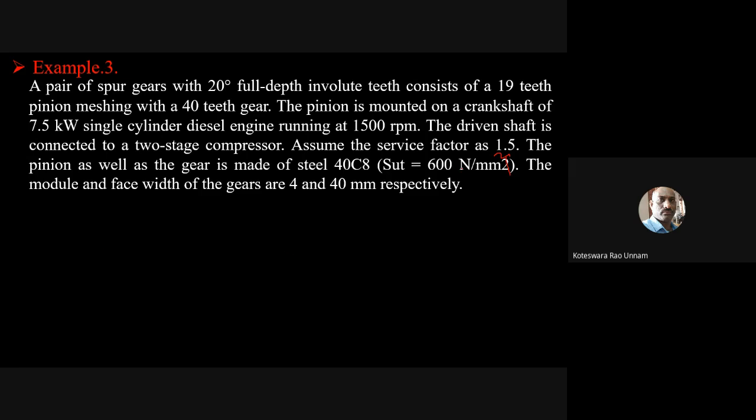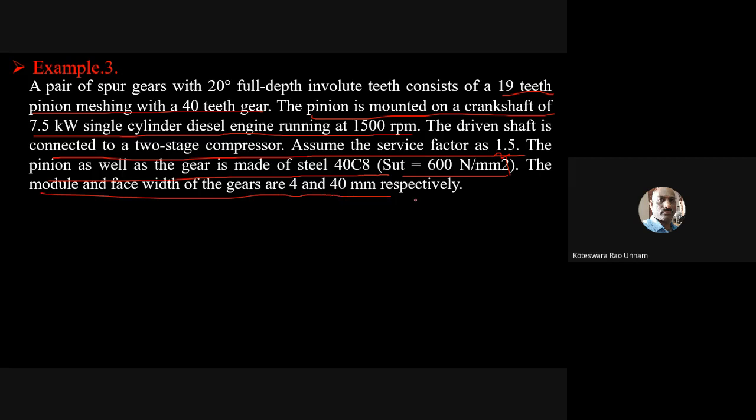So in this problem, what is given is a pair of spur gears with 20-degree full depth involute teeth, consisting of a 19 teeth pinion meshing with a 40 teeth gear. The pinion is mounted on the crankshaft of a 7.5 kW single cylinder diesel engine running at 1500 rpm. The driven shaft is connected to a two-stage compressor. Assuming a service factor of 1.5, the pinion as well as the gear are made of the same material, steel 40C8 with SUT 600 N/mm². The module and face width of the gears are 4 and 40 mm respectively.